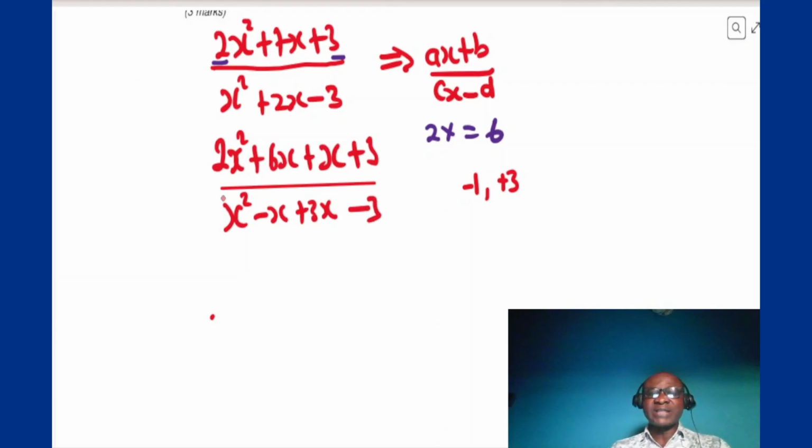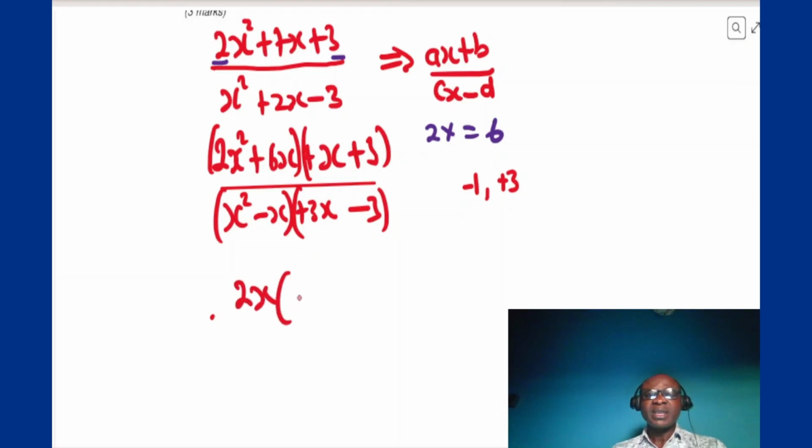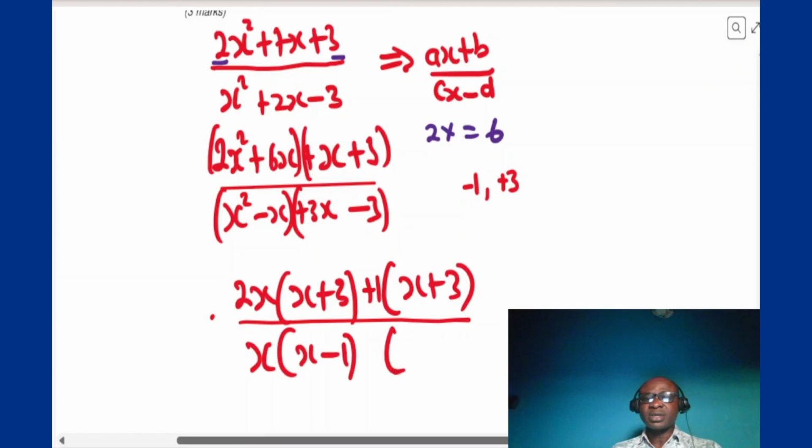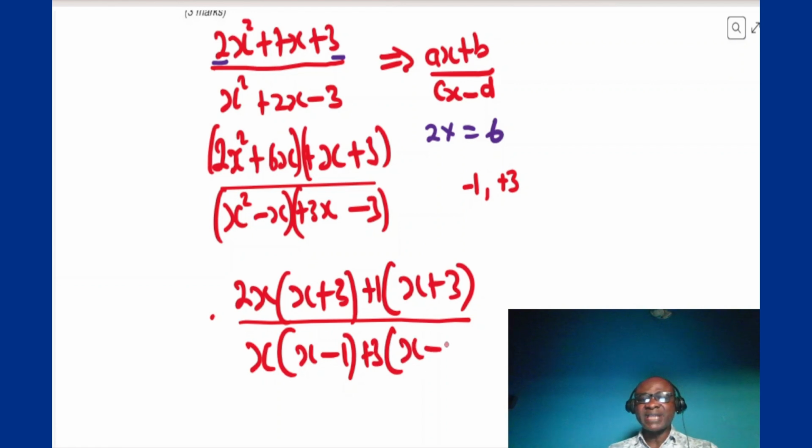I will now do exactly what I did before. Putting them into brackets will look like this. Then I will look for what is common. Common in the first bracket on the numerator is 2x, with x plus 3 left inside the bracket. Common in the second bracket is plus 1, so I write plus 1, then I have x plus 3. I go to the denominator. What is common there is just x, and remaining in the bracket is x minus 1. In the second bracket, what is common is positive 3, and inside the bracket remains x minus 1.